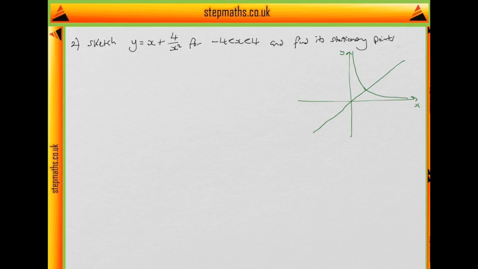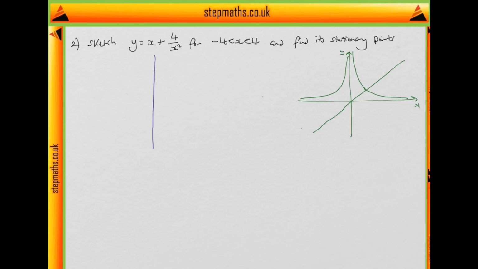And we notice it's 4 over x squared. So because x squared gives you a positive value when you square a negative, it's going to be symmetric about the y-axis. So we have exactly the same shape on the left-hand side of the y-axis. Okay, well now I was trying to think about what that looks like when you add them together.